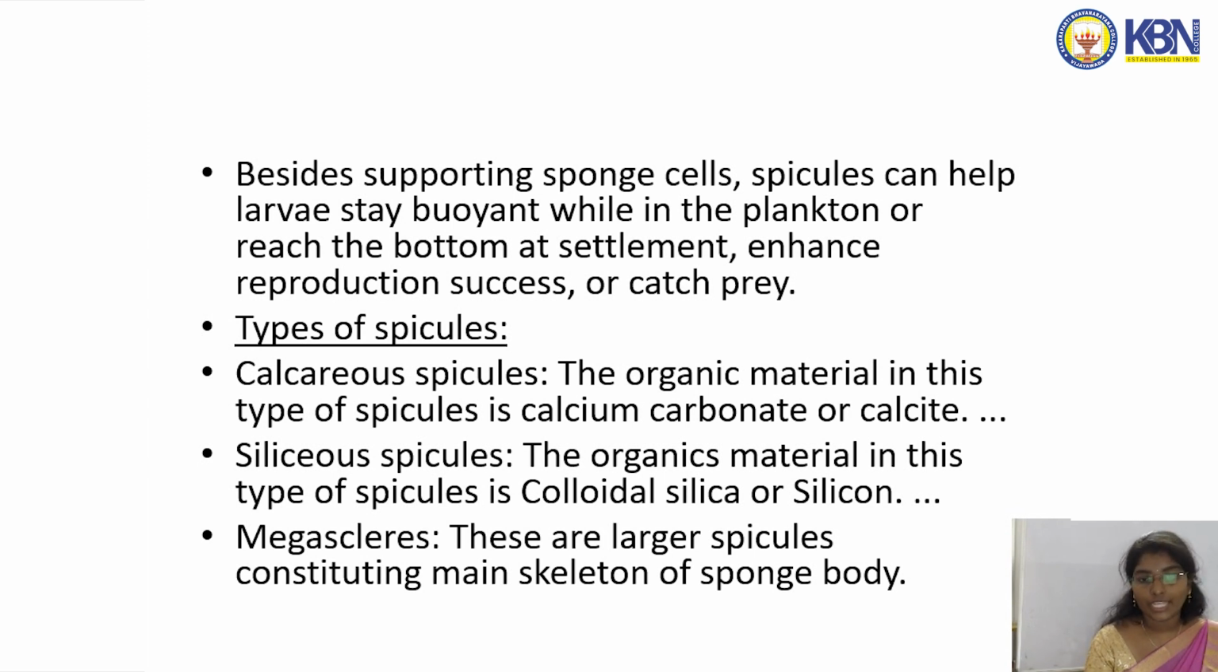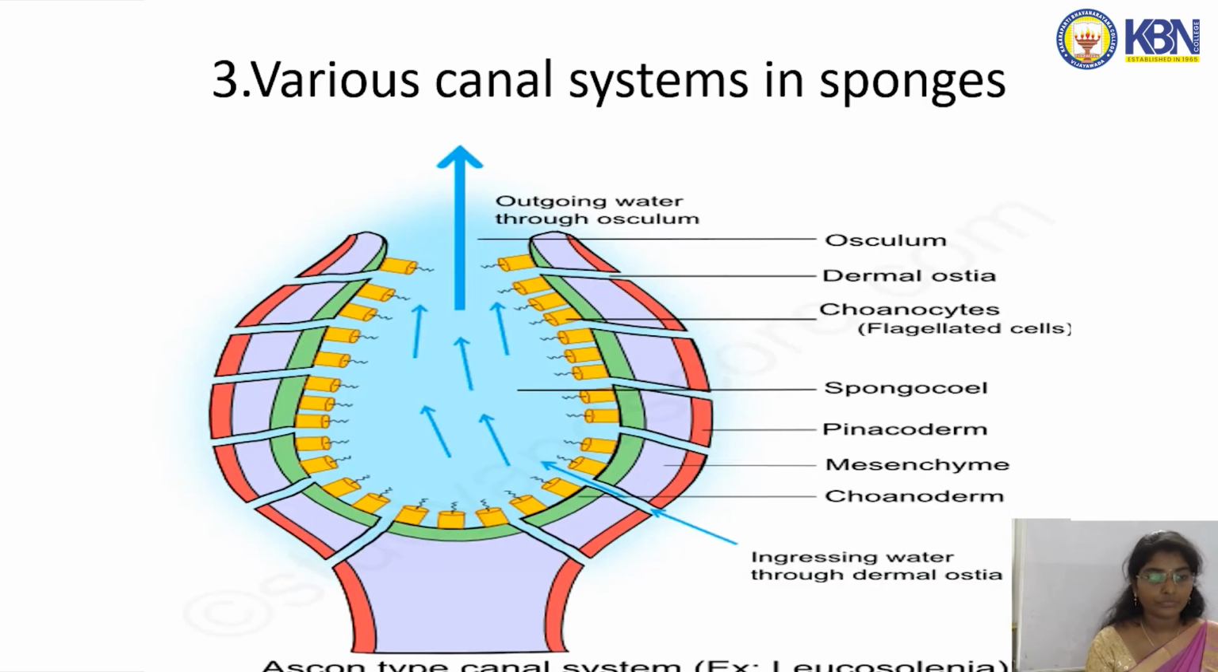Let us know about the types of spicules. There are three types: calcareous spicules, siliceous spicules and megascleres. Calcareous spicules means the material in this type of spicule is calcium carbonate or calcite. Next, siliceous spicules: the material in this type of spicule is colloidal silica or silicon. Megascleres are large spicules constituting the main skeleton of the sponge body.